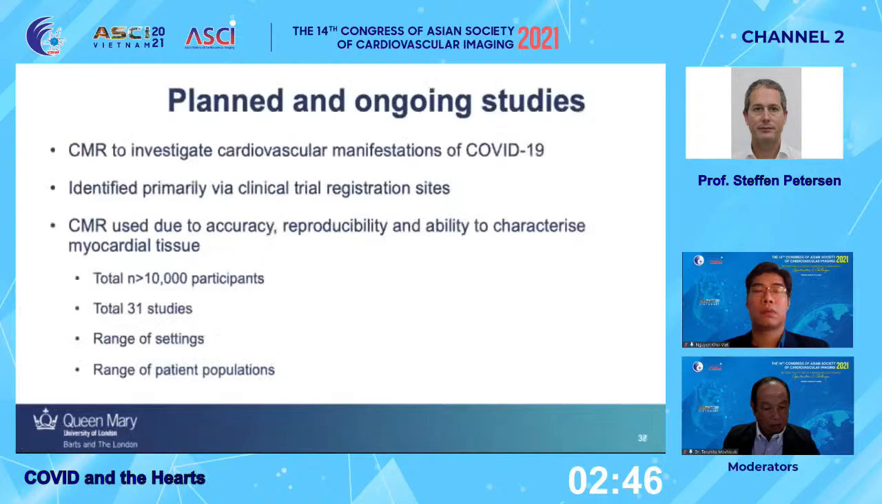So what's next? We collated planned and ongoing studies using CMR to investigate cardiovascular manifestations of COVID-19. We identified them primarily via clinical trial registration sites. CMR is mainly used in these studies due to the accuracy, reproducibility, and the ability to characterize myocardial tissue. A total of over 10,000 participants will be enrolled in 31 studies. These will be performed to address a range of questions in a range of settings and patient populations.